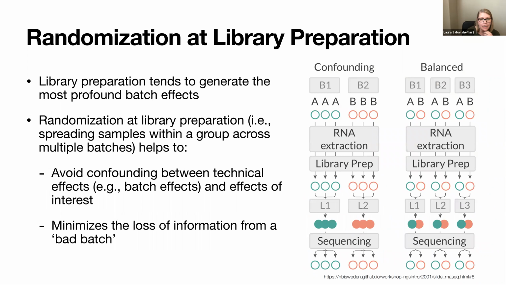The biggest thing I can preach about, and that will make the biggest effect, is that if you have enough samples that you have to do it in batches, be conscientious about randomizing at the library prep step. There are lots of steps in doing an RNA-Seq experiment, but by far the library preparation step is the source of the most profound batch effects. So if you have a two group comparison and 3 batches, have 1 from each group in each batch, all the way through to the sequencing part.